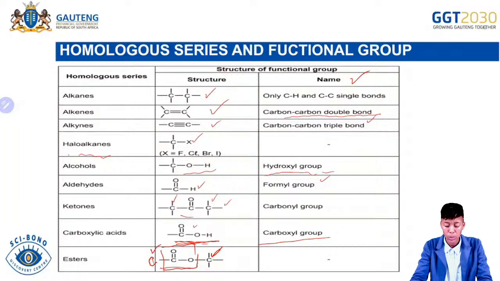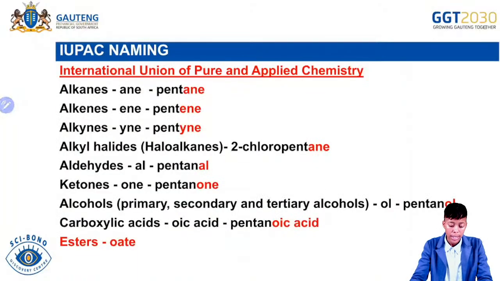So whenever you prepare yourselves for the examination, you need to keep this table in mind. Then for IUPAC naming, the full name is International Union of Pure and Applied Chemistry.